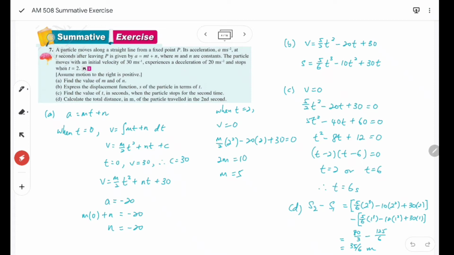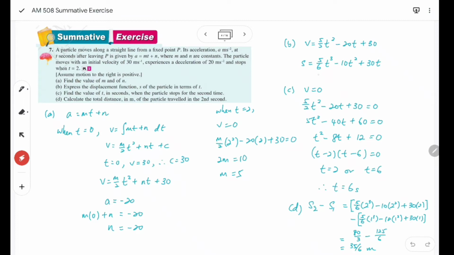B. Express the displacement function of the particle in terms of t. We already have the velocity function, and we write it with our M and N. We'll get v equals 5 over 2 t squared minus 20t plus 30. If we need the displacement function, then we need to do integration with respect to time of the velocity function.